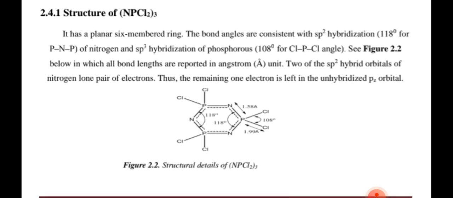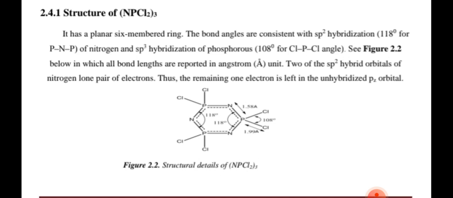Structure of N3P3Cl6. It has a planar six-membered ring. The bond angles are consistent with sp2 hybridization, 118 degrees for P-N-P at nitrogen, and sp3 hybridization at phosphorus, 108 degrees for the Cl-P-Cl angle. See figure 2.2 below, in which all bond lengths are reported in Angstrom units. Two of the sp2 hybrid orbitals of nitrogen hold lone pairs of electrons. Thus, the remaining one electron is left in the unhybridized p-z orbital.